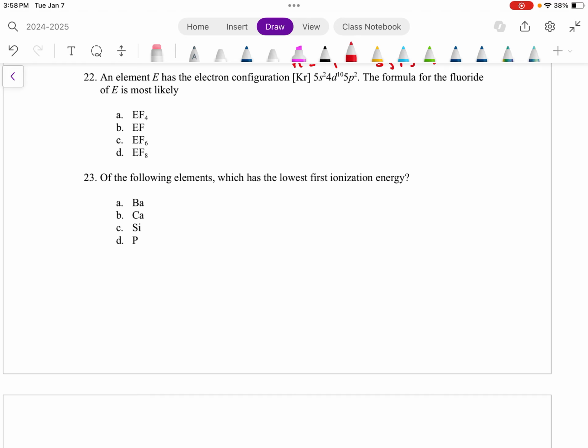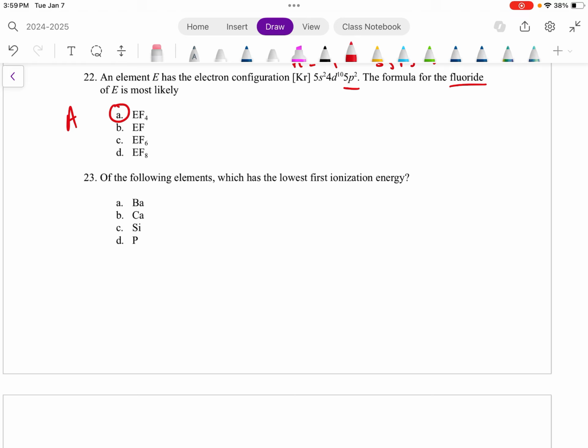All right, element E has this configuration. The formula for the fluoride of E would be what? So you're going along 5s2, 5p2. That's going to put you in group 4, which means that it's going to want to bond 4 times. It's got 4 more spaces for electrons. It wants 4, and fluorine wants to give away 1. So in the combo there, you're going to need 4 fluorines to make this a compound.